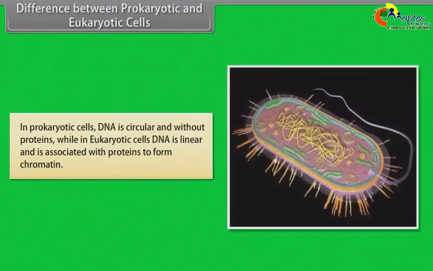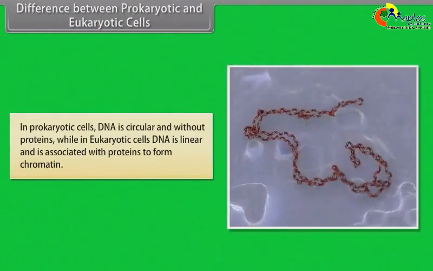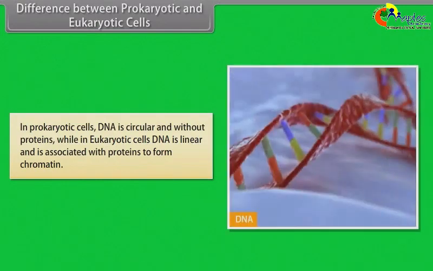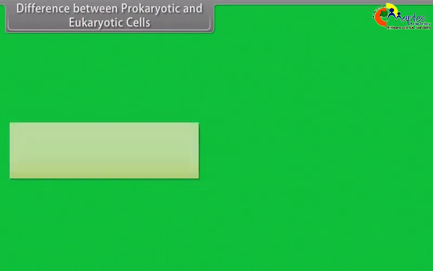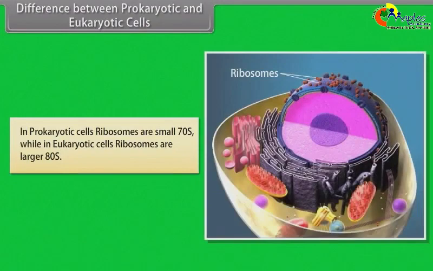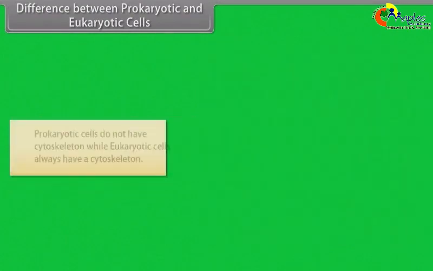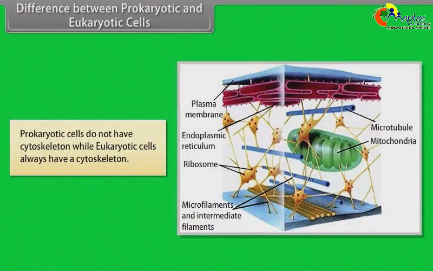In prokaryotic cells, DNA is circular and without proteins, while in eukaryotic cells, DNA is linear and is associated with proteins to form chromatin. In prokaryotic cells, ribosomes are small, 70S, while in eukaryotic cells, ribosomes are larger, 80S. Prokaryotic cells do not have a cytoskeleton, while eukaryotic cells always have a cytoskeleton.